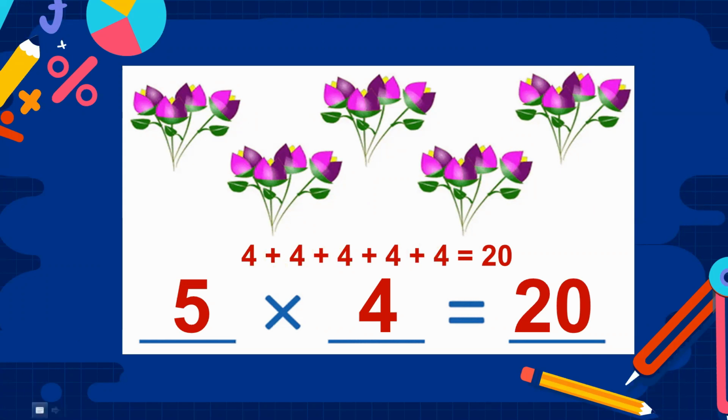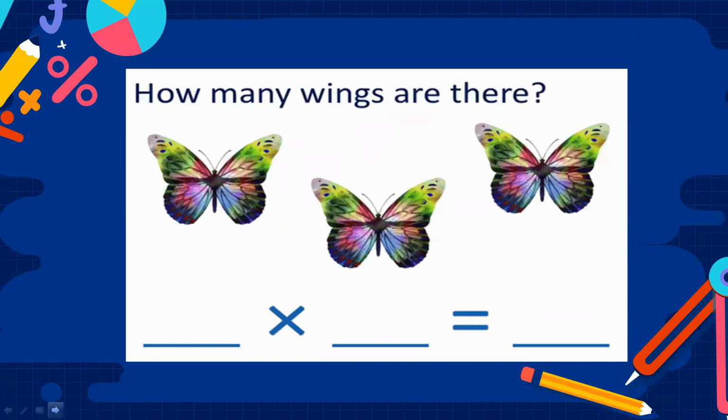Okay, so next let's proceed. Another example. If you have questions, you can ask me later. Okay, so we have here, how many wings are there? So first, let us count how many butterflies are there. So we can count 1, 2, 3. So 3. How many wings in each butterfly?